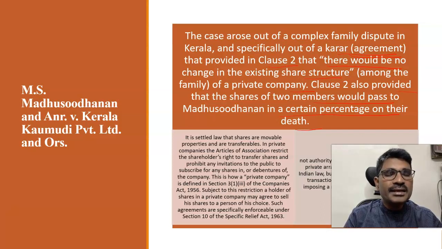Now, the Supreme Court has held in this case, it is a settled law that the shares are movable properties and transferable. In private companies, the articles of association restricts the shareholder's right to transfer of the shares and prohibit any invitation to the public to subscribe for any shares in or debentures of the company. This is how a private company is defined. Subject to the restrictions, the holder of the shares in a private limited company may agree to sell the shares to a person of his choice. Such agreements are enforceable, right? Such agreements are specifically enforceable under Section 10 of the Specific Relief Act.